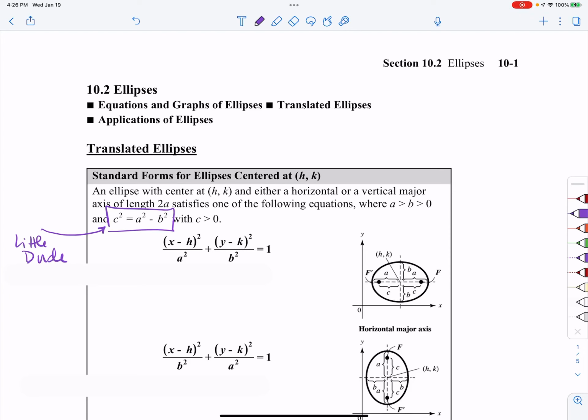Hey folks, so this is a video over ellipses, section 10.2, and the intent here is to do two different videos. I am going to skip around a little bit. In the first video, I'm going to do example 1 and example 3. But first, let's go ahead and introduce to you what an ellipse is.